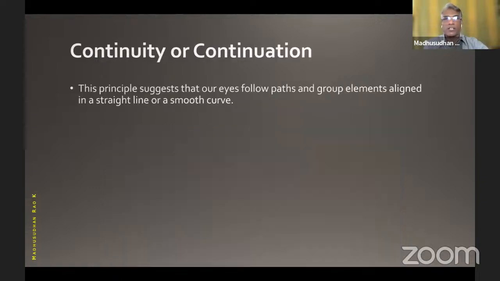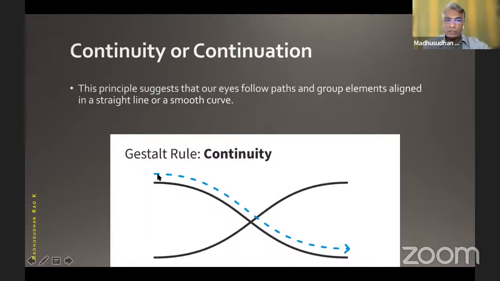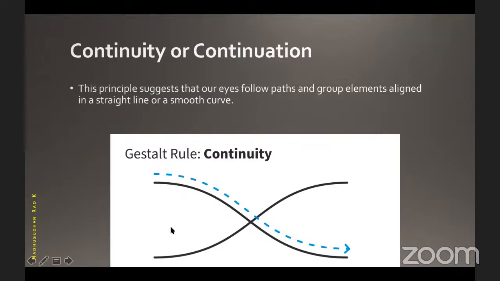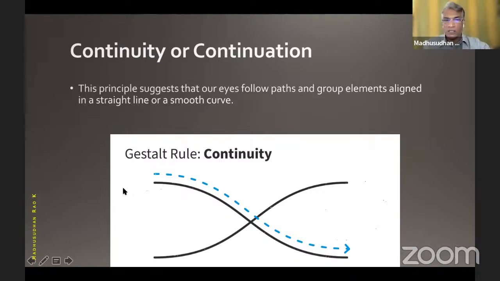Okay. Now coming to the next one, continuity. I have given different names also. If somebody asks you a question twistedly, just remember these names, continuity or continuation. The principle suggests that our eyes follow a path and group elements aligned in a straight line or a smooth curve. Immediately you should respond. If I don't draw this blue line, don't you recognize this black line going down? We can recognize, sir. Yeah, very good.